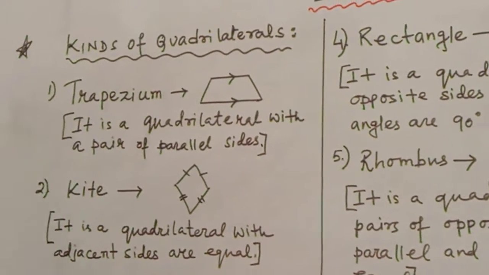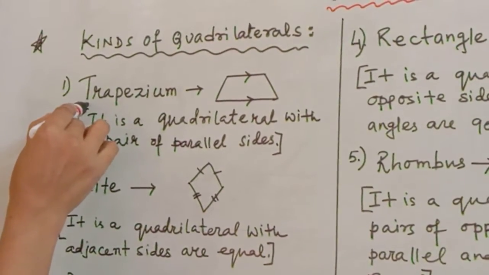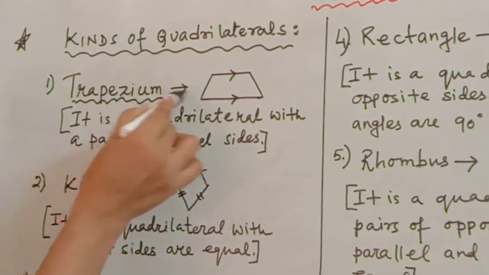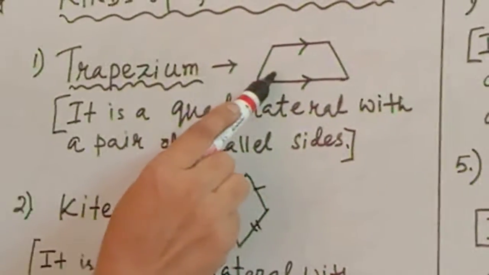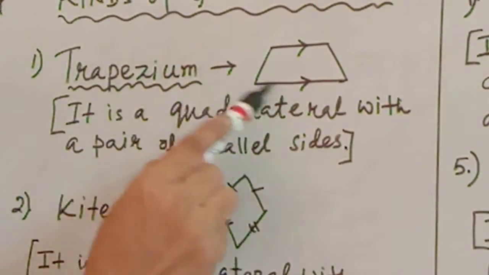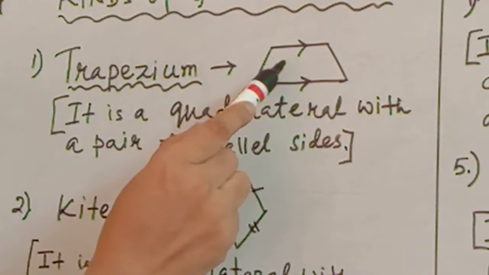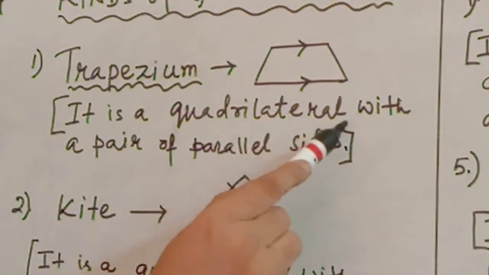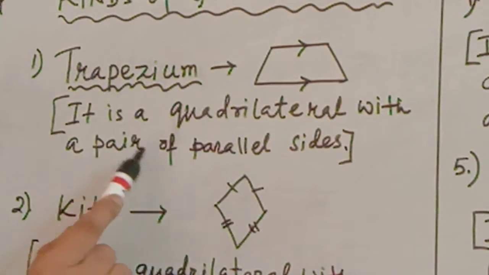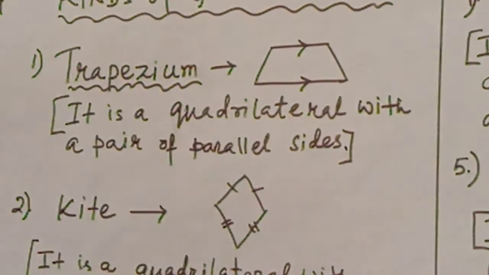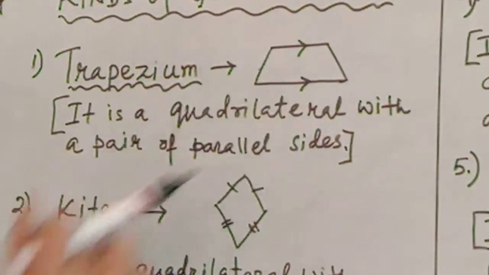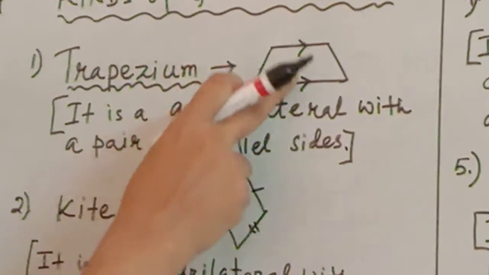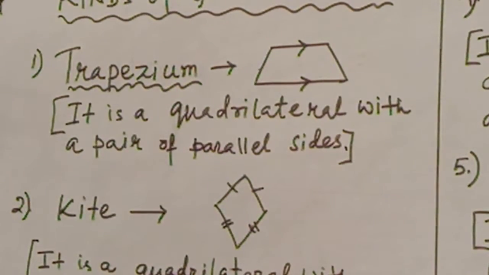First one I have given here, trapezium. See the diagram, keep this shape in your mind. It is a trapezium. It is a quadrilateral because it has four sides, it is a four-sided polygon. So it is a quadrilateral with a pair of parallel sides. Only one pair of parallel sides are there. These sides are not parallel. You can see that if they are produced, they can meet. So only one pair of parallel sides are there, and this is a diagram of a trapezium.